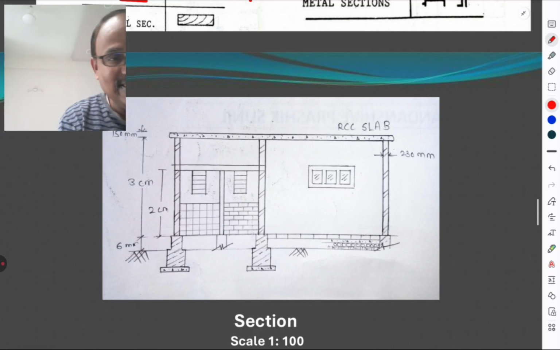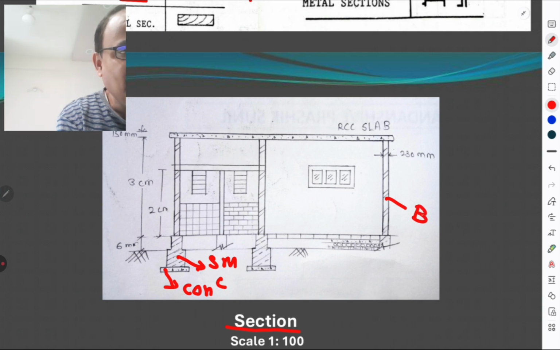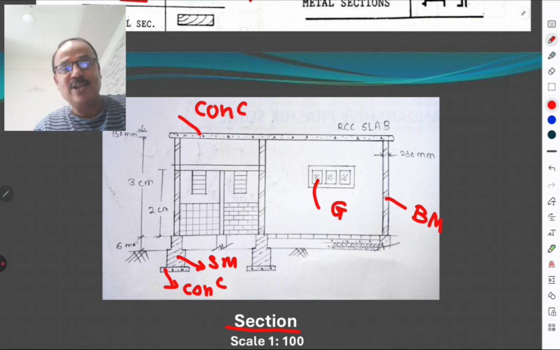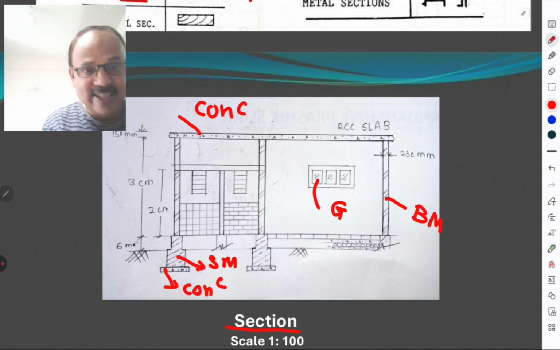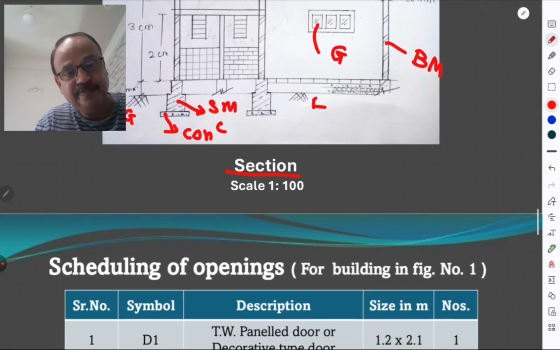And this is the section. So this is the stone masonry, this is concrete, this is concrete, this is stone masonry, then this is brick masonry, these are the glasses, then this is also concrete. All these features are shown in this sectional elevation, and this is the ground level, this is GL, ground level. So one must know all these details in section.